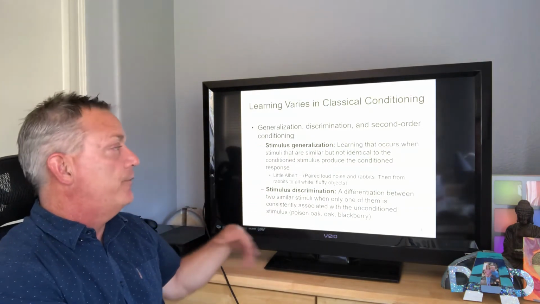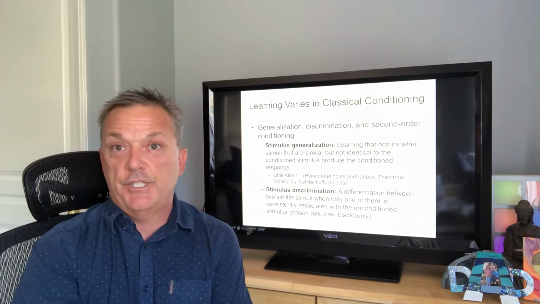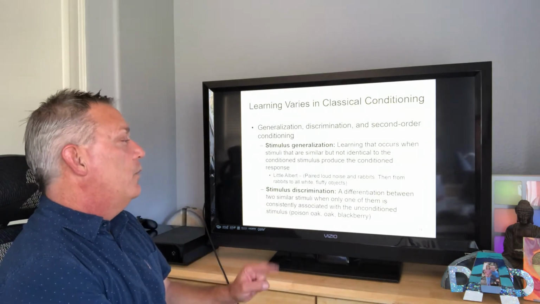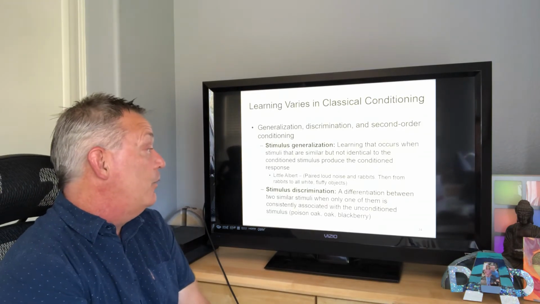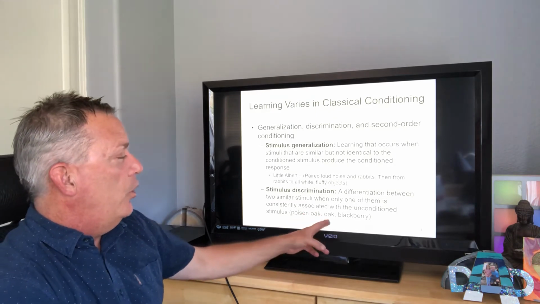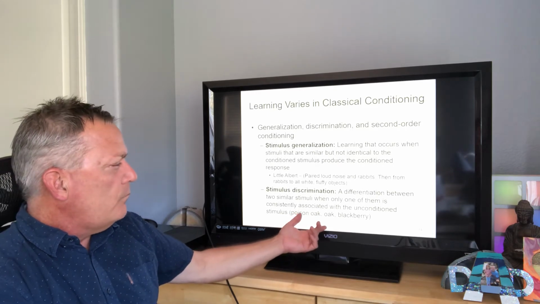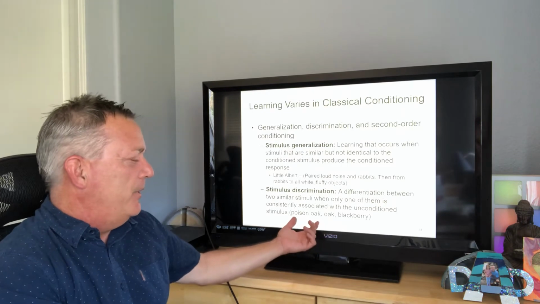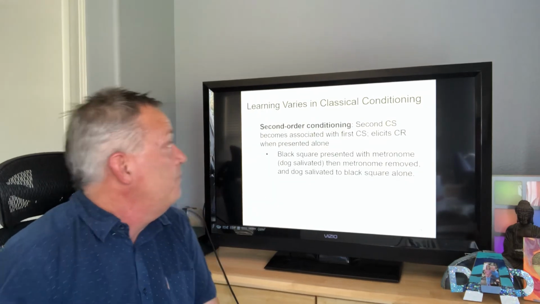Stimulus discrimination, differentiation between two similar stimuli, when only one of them is consistently associated with the unconditioned stimulus. That was almost a spoonerism there. Try and say that fast five times. And I give the idea of poison oak and blackberry. Once you get stung or get poison oak and you're all itchy, you definitely can determine the difference between that and some other stuff, or hopefully you do, and remember that.